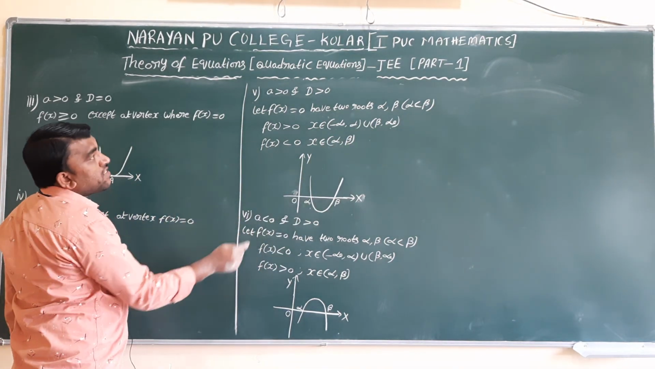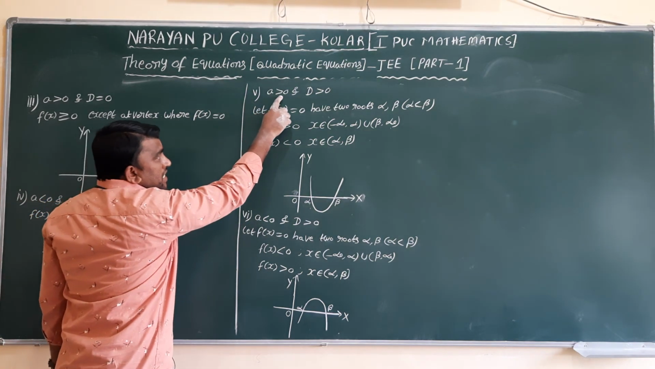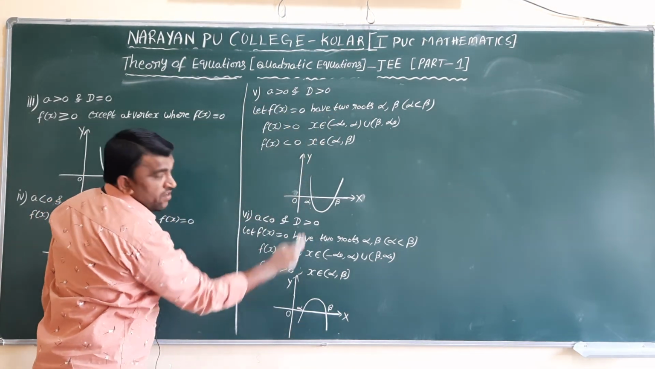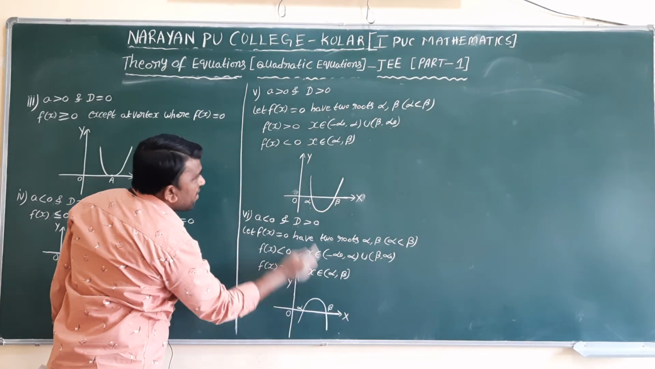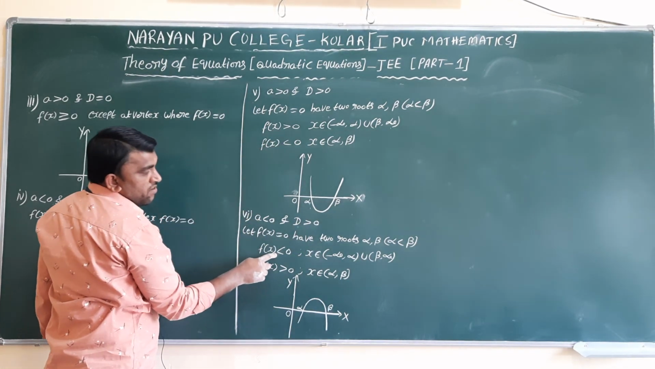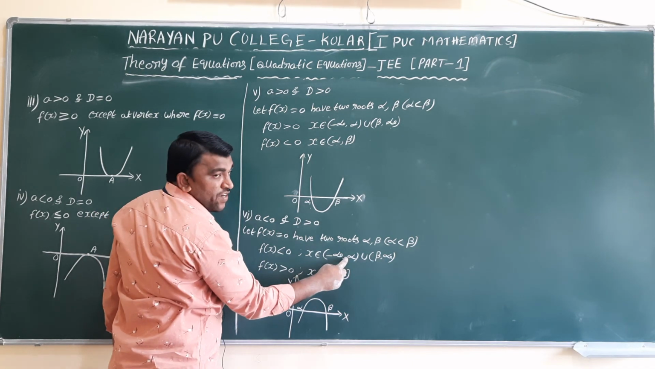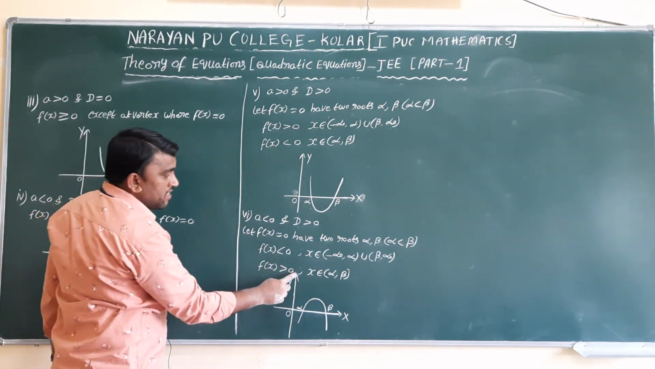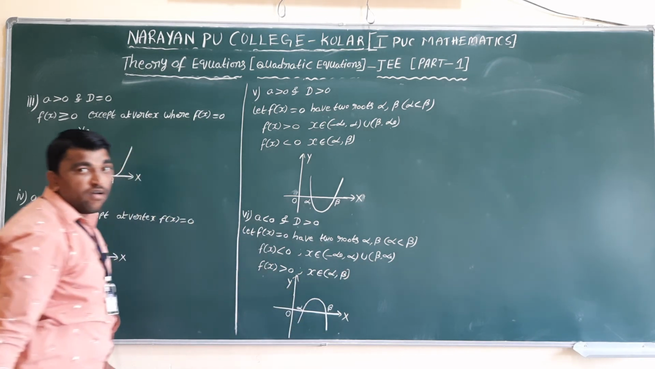Same manner, sixth one, a is less than 0 and D is greater than 0. This will be reverse. Alpha is less than beta, but f of x is less than 0, x belongs to minus infinity comma alpha, union beta comma infinity. F of x is greater than 0, x belongs to alpha and beta.